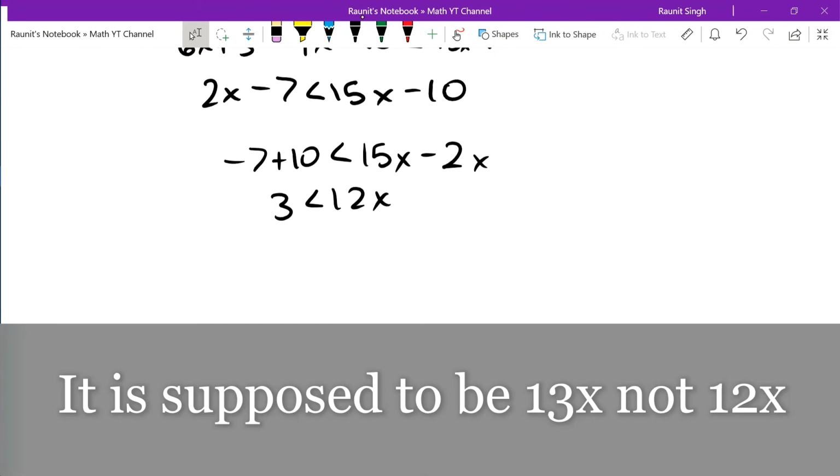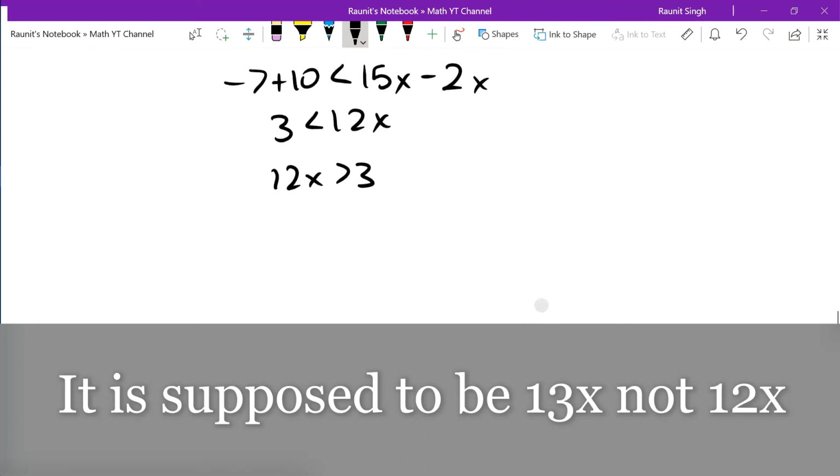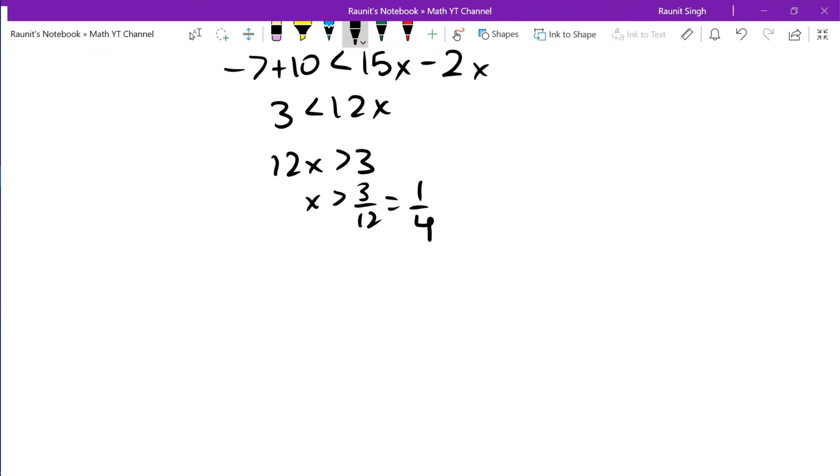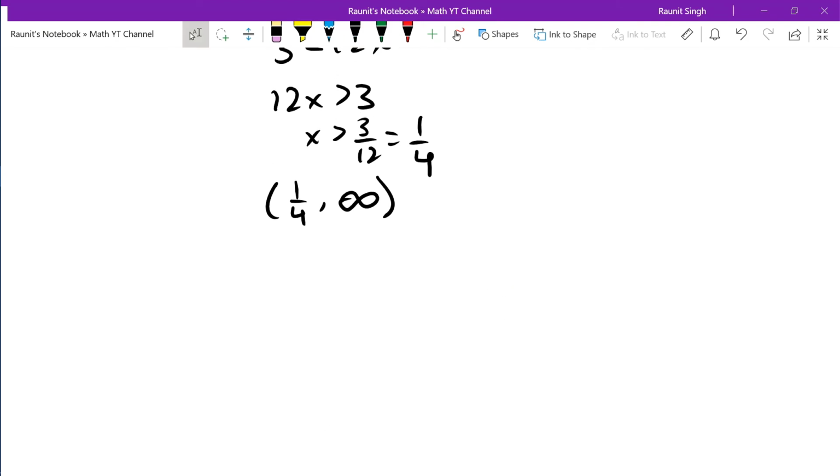I'm going to divide both sides by 12. Well, actually I could switch it around. I'm going to do 12x is greater than 3, because that's basically what it is. 3 is less than 12x, so 12x is greater than 3. So then x is greater than 3 over 12, which is equal to 1/4. Now the interval notation for this is parentheses 1/4, comma, infinity, parentheses.